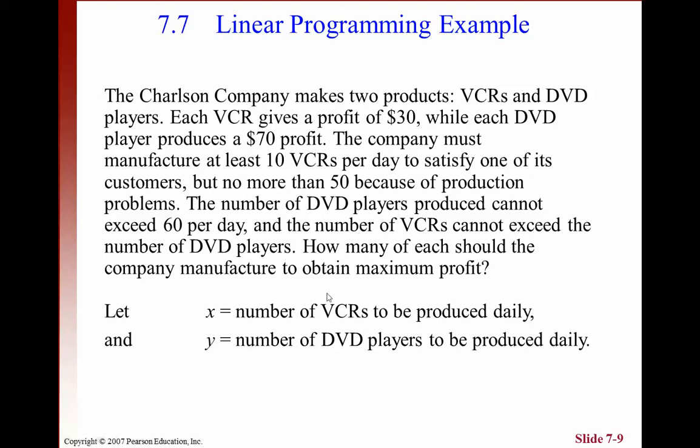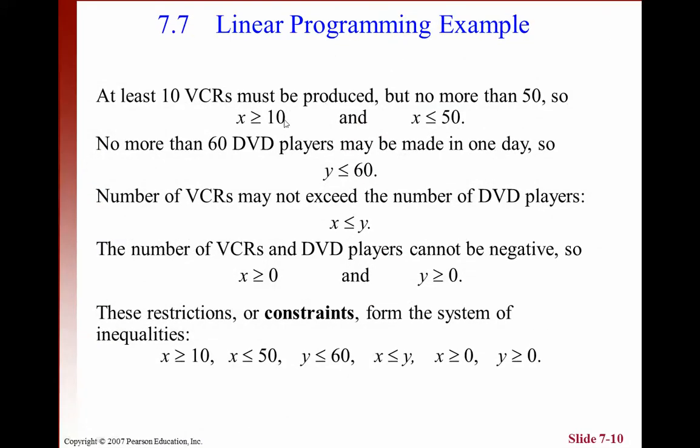Okay, so what you have to do is the VCRs are the X value, so it has to be at least 10, but no more than 50. You can't make more than 60 of the DVDs, so Y has to be less than or equal to 60. The VCRs have to be less than or equal to the DVD players, and you have to make some, so it has to be more than 0. Okay, so these are all our constraints.